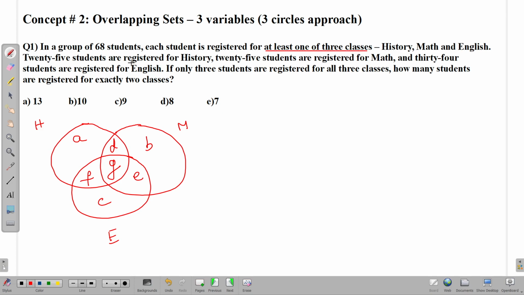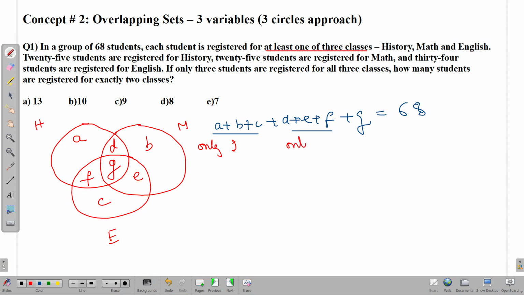So 68 is the number of students. So the first equation that you can write, sum this whole thing up. If you sum the whole thing up, I'll do it in blue again. A plus B plus C plus D plus E plus F plus G is equal to 68. And in here, A plus B plus C is only 1, D plus E plus F is only 2, and G is all 3. Keep this in mind.